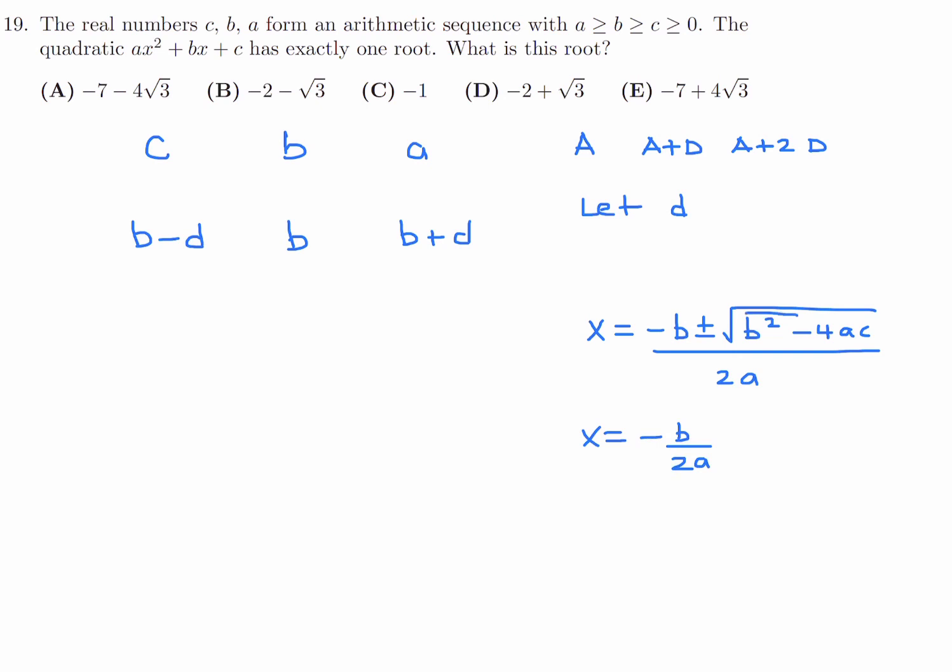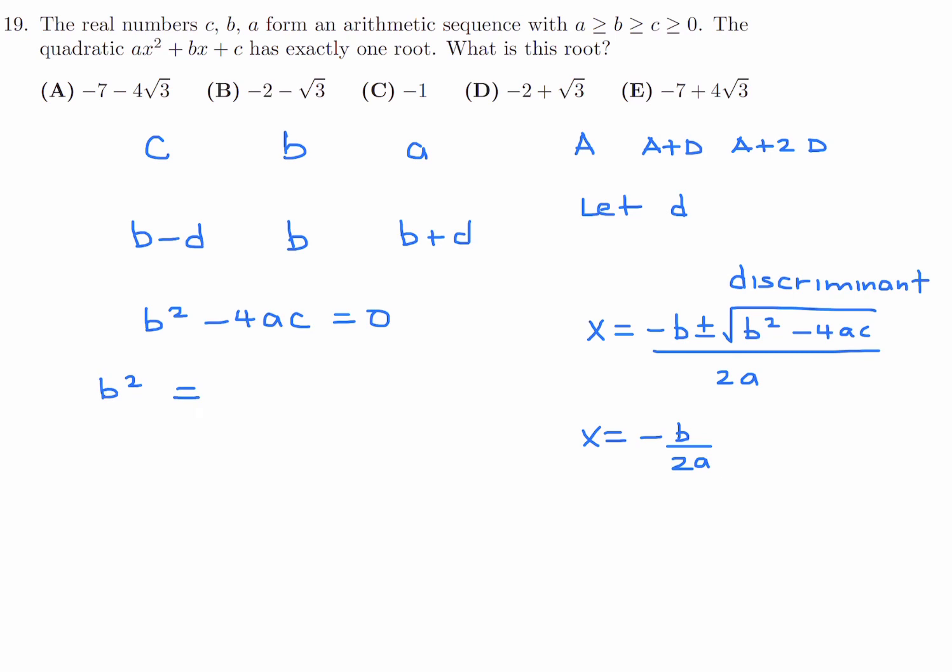And some of you may remember the name of this part. It's called the discriminant. So when they say it has exactly one root, what they're really saying is that the discriminant is equal to 0. So that is our direction in this question. Well, let's substitute in these values. B squared, well, b is just b. I'll just leave that alone for now.